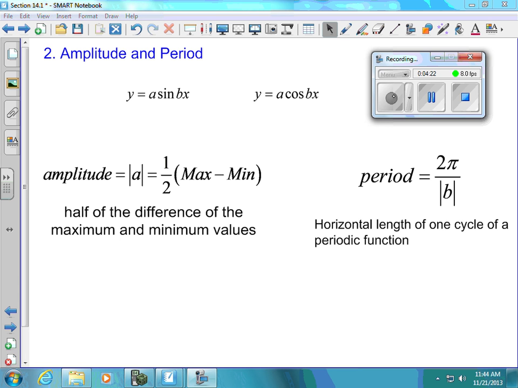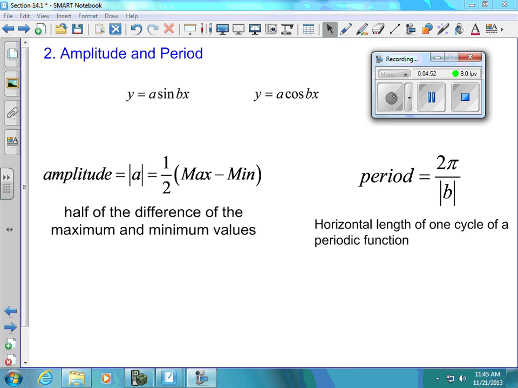Our period is the horizontal length of one cycle of the periodic function. When we start graphing, we're going to just graph over one period. So we have to know how long our period is so that we can divide up our intervals appropriately. And that's 2 pi divided by the absolute value of b, because it's a length. That's why it's absolute value. Same with amplitude, that's a length. That's why it's absolute value. You can't have negatives.